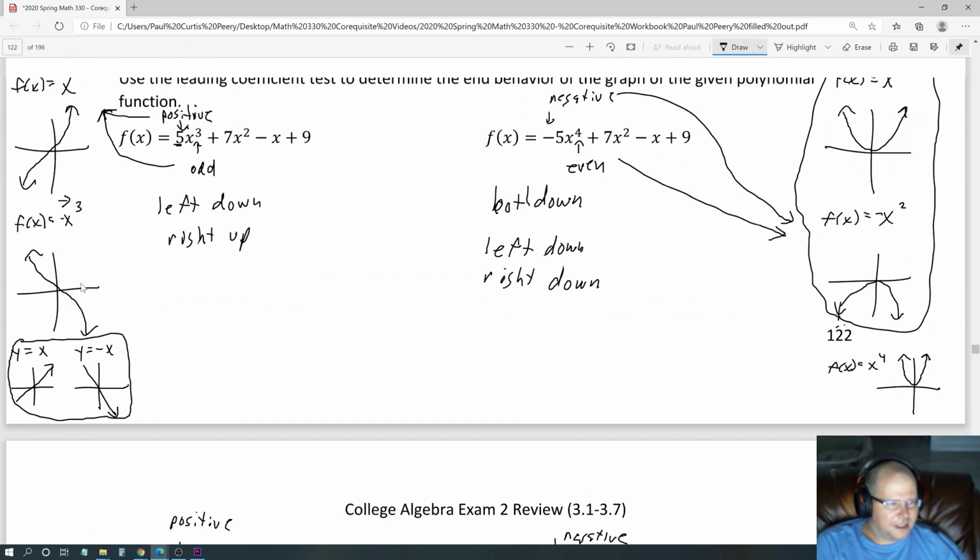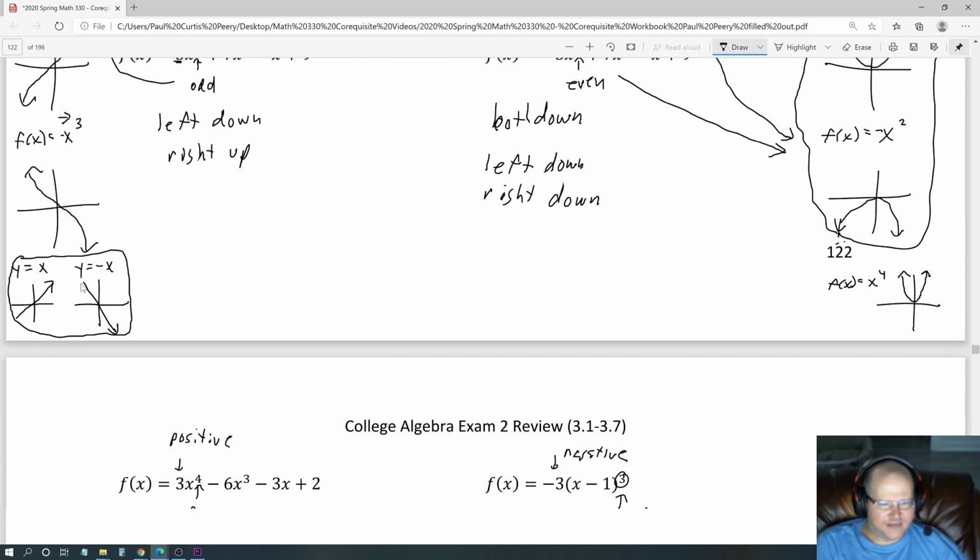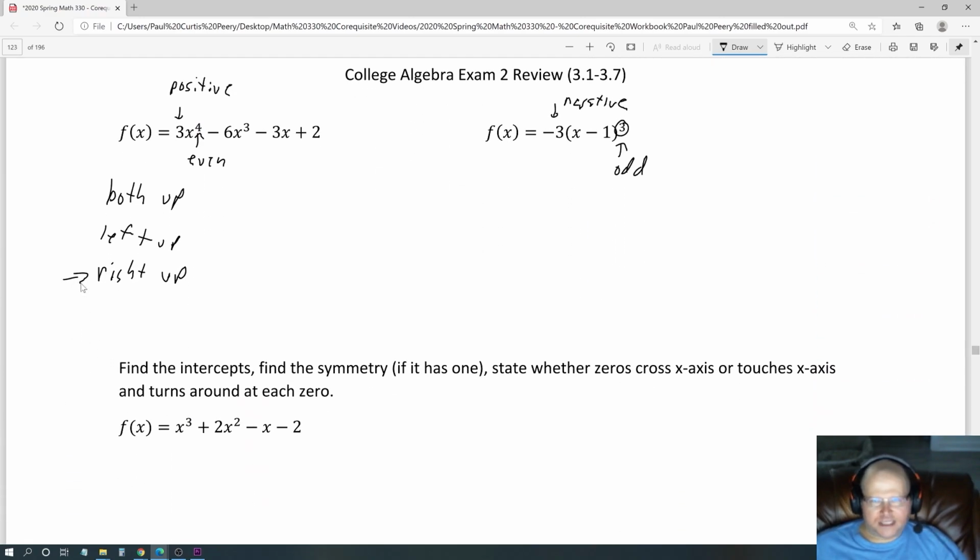Now we're looking at the left. If it's negative and it's an odd power, it's going to be going down from left to right. So if you wanted to be thorough about it, they didn't really ask for this, but to the left it would be going up. But as you go to the right, which they are kind of asking because they're asking for the end behavior, it's going to be going down, just like that.